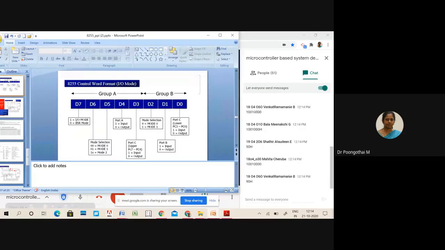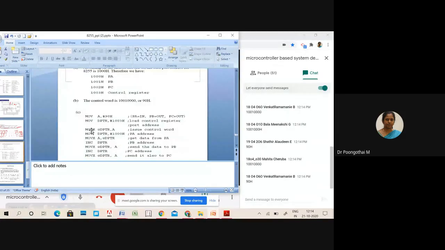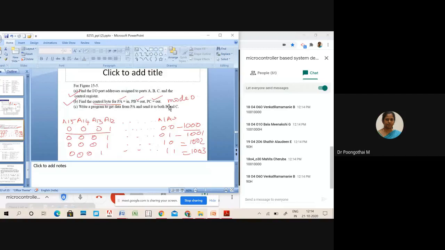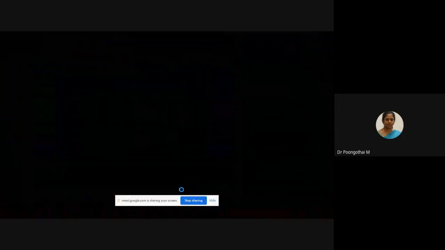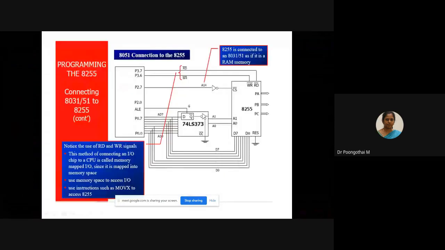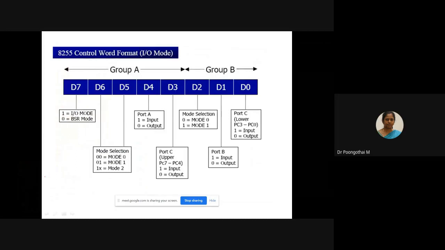Very good. So for the second question, the answer is 90. Here we apply the inputs in this register: 1, 0, 0, 1 for the input configuration, then 0, 0, 0, 0. So the answer is 90. Your control word is 90.